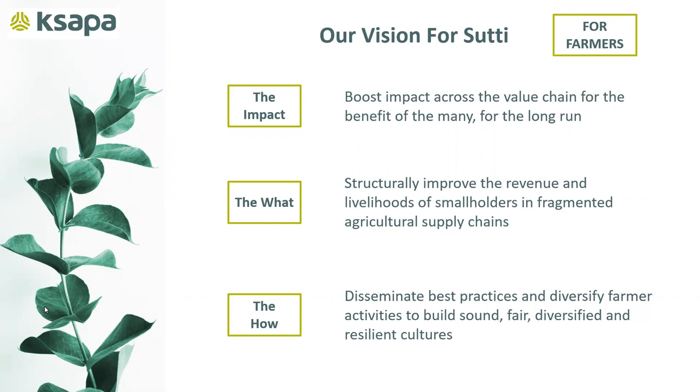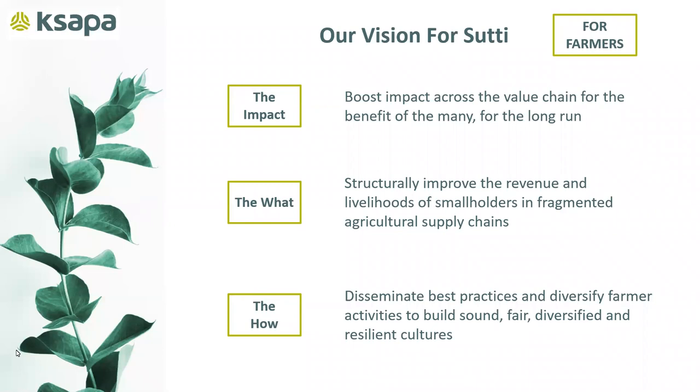The what is to structurally improve the revenue and the livelihood of smallholder farmers. They are obviously the stakeholder in the supply chain that really needs strong support, because they are producing food in a very challenging context at economic, social, and environmental levels, as Farid explained earlier. This context is worsening, with very few programs able to continue on the ground. However, these farmers are really needed by the industry because they provide the raw material that we need today. That's why Ksapa is focusing its effort on this particular fringe of the population.